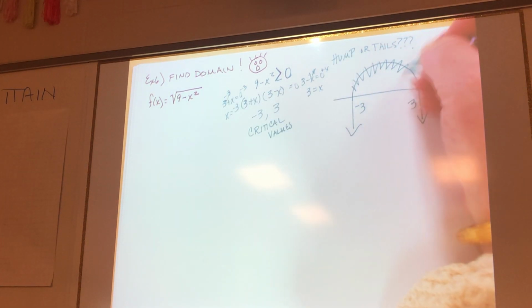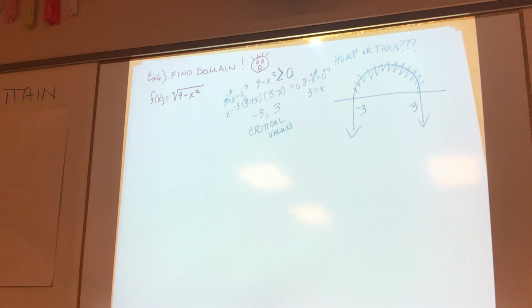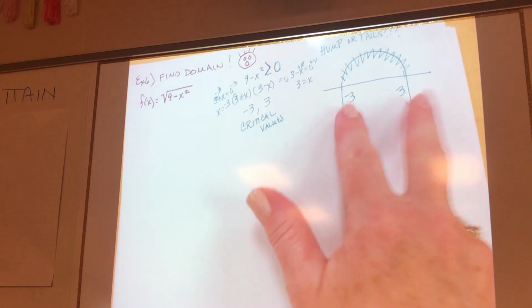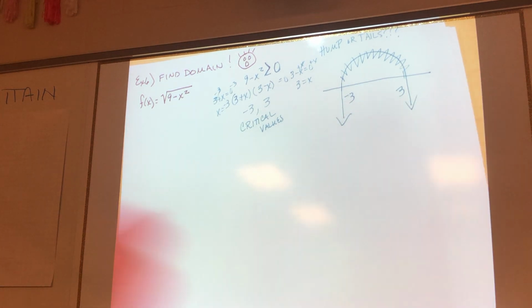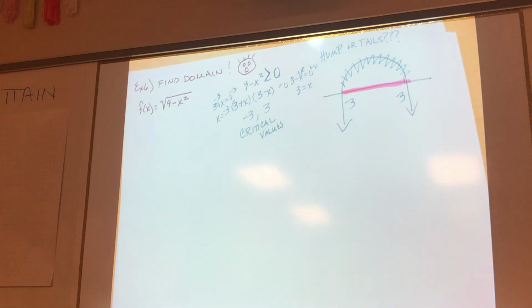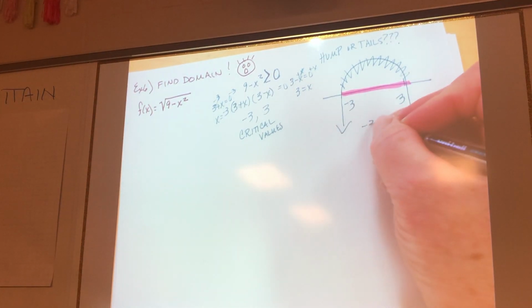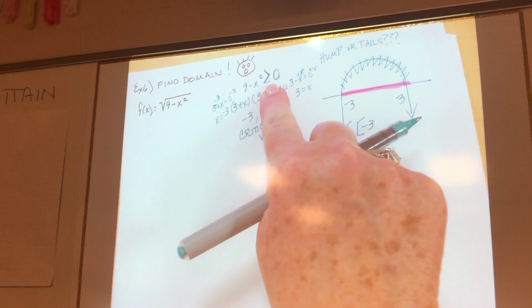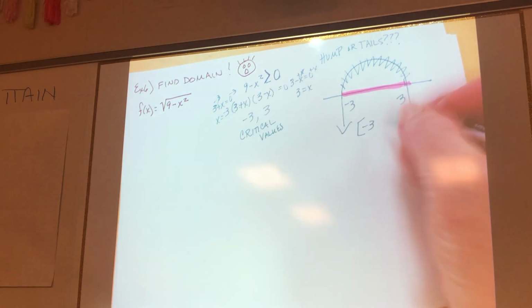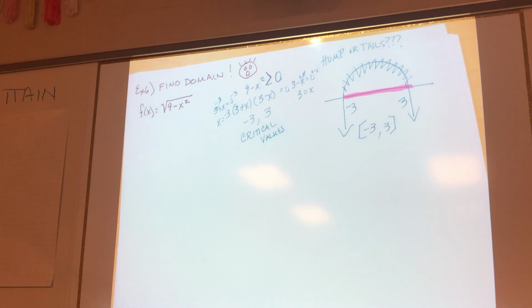Now, where are the x values that give you the hump? Are they in between the numbers or on the outsides? In between. Remember, the hump is always in between and the tails are on the outside. So my solution would be from -3, inclusive, because it's greater than or equal to, to +3, inclusive.